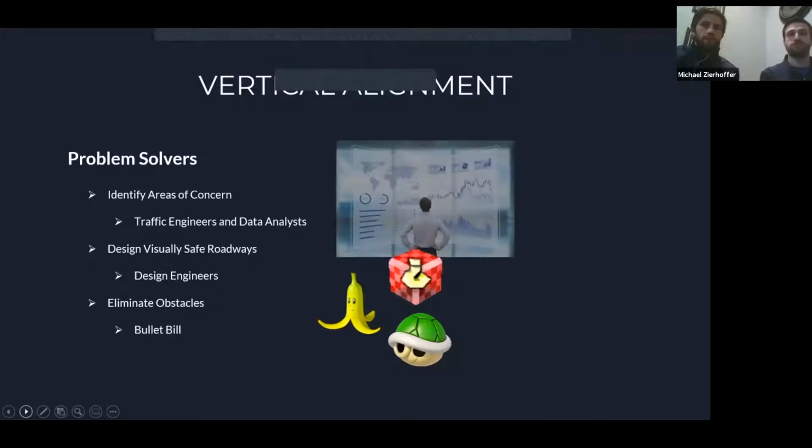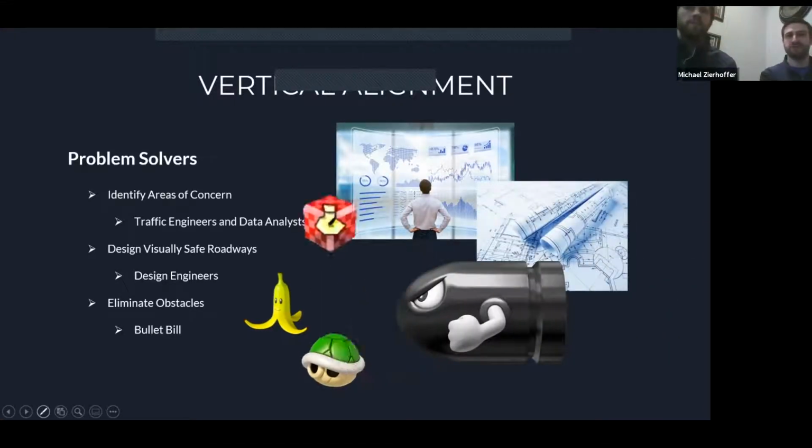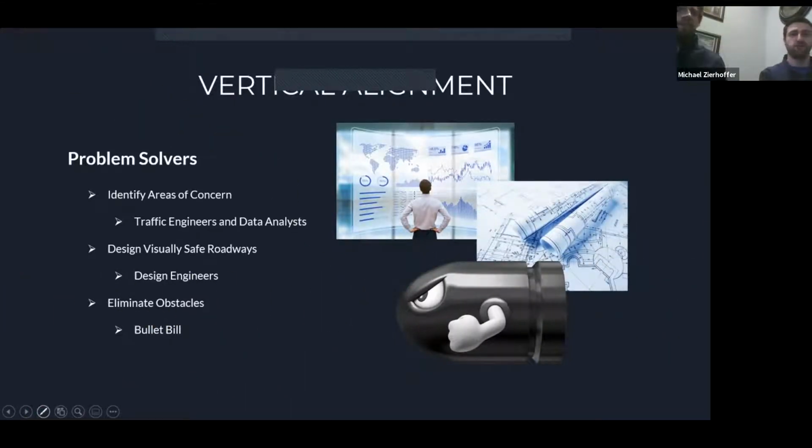So some of the problem solvers for this area would be traffic engineers like Mike and I. We will get data from safety departments about what was the cause of certain vehicle crashes, and then we'll take that information to be able to design visually safe roadways to make sure, all right, if you're going over a hill, you can see all parts of the roadway in time for you to decide to stop the car.